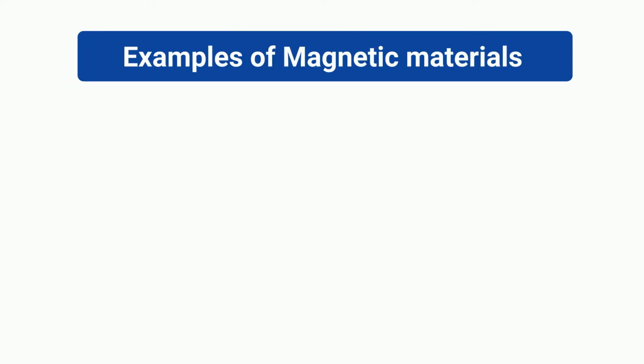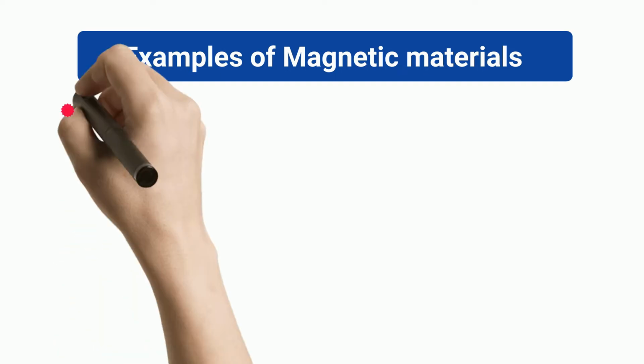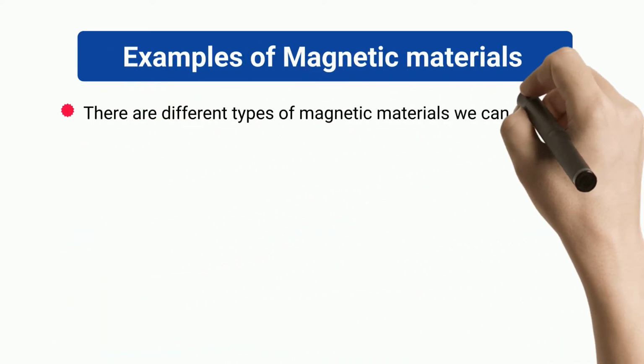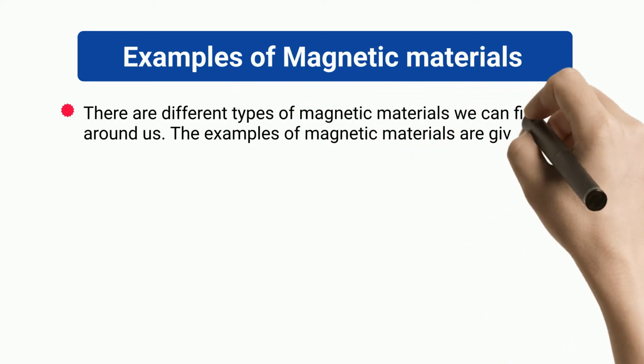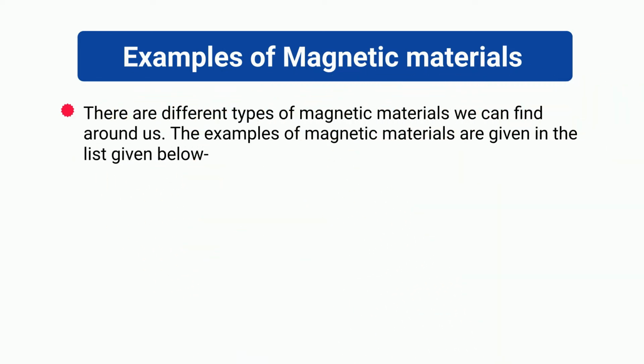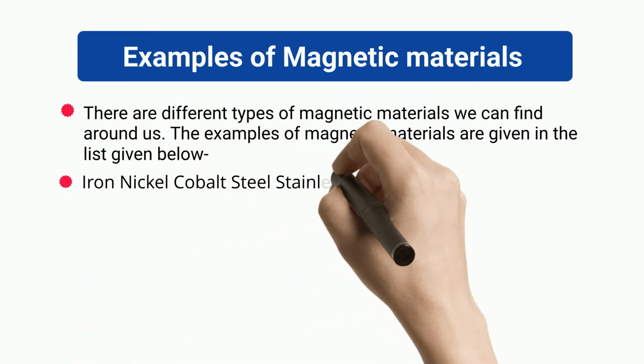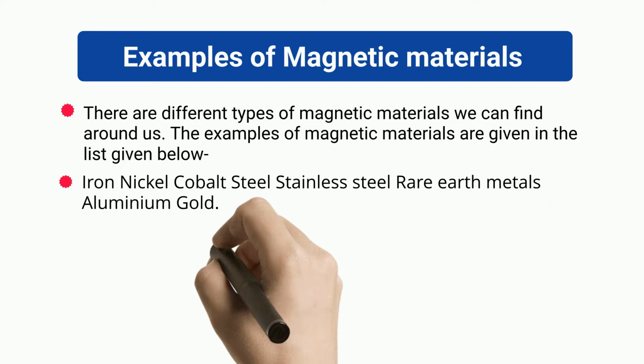Examples of magnetic materials. There are different types of magnetic materials we can find around us. The examples of magnetic materials are given in the list below: iron, nickel, cobalt, steel, stainless steel, rare earth metals, aluminium, gold.